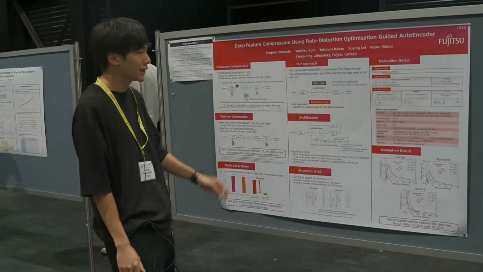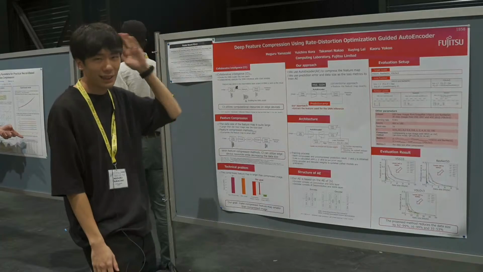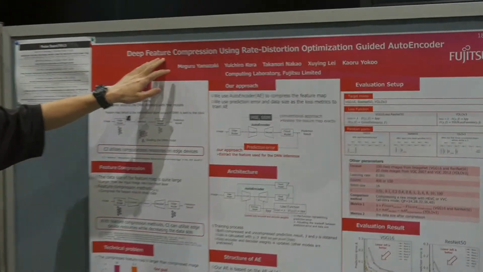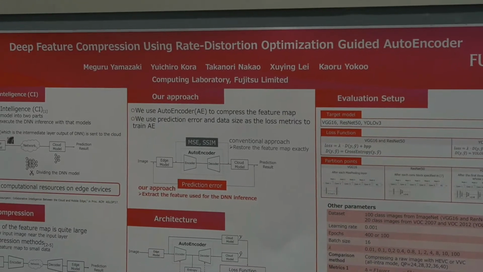Hello, I'm Meguro Yamazaki from the Computing Laboratory of Fujitsu. This is our work, deep feature compression using a rate distortion optimization guided autoencoder.